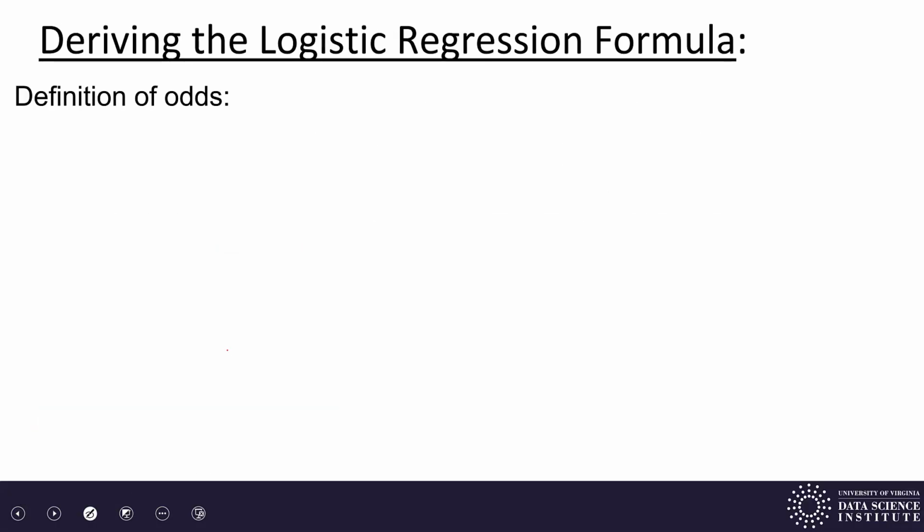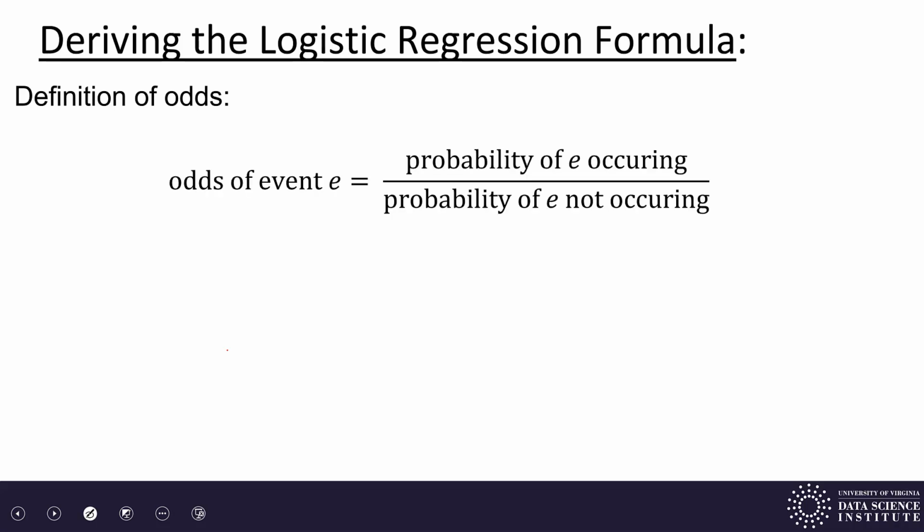Before we get into that probability function, we have to talk about odds. So let's talk about the definition of odds. The odds of event E occurring is the probability of E occurring, divided by the probability of E not occurring. Let's think about an example. If I flip a fair coin, the probability of E occurring, let's say flipping heads, is 1/2. The probability of E not occurring is also 1/2, and so the odds of flipping heads on a fair coin is 1.